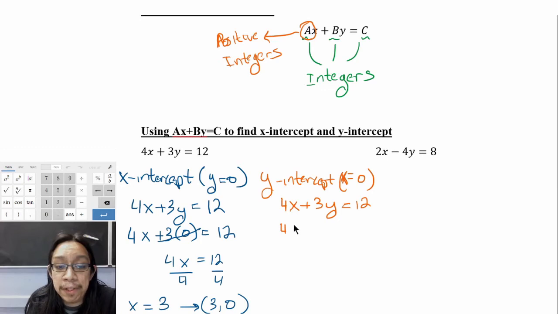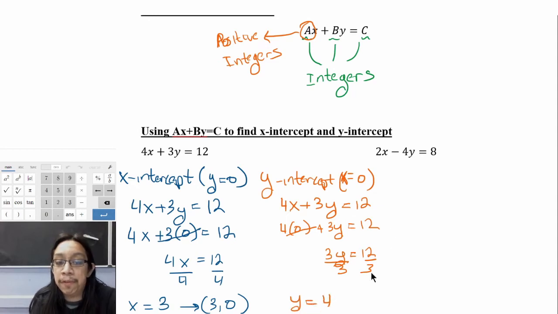Well, 4 times 0 plus 3y is equal to 12. And again, just like before, this 4 times 0 is going to simplify out, and all we're left with is positive 3y is equal to 12. And again, we finish off the problem by dividing both sides by 3. So that means y is equal to 4. 12 divided by 3 will get us 4.